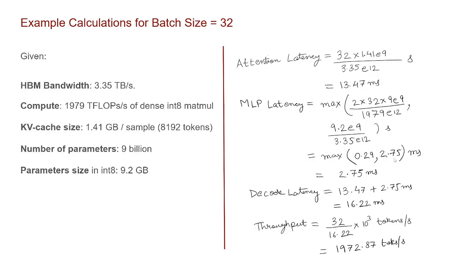And we see that for the linear operators, by MLP I really mean all the linear operators in the self-attention and MLP, they are still memory bound at this batch size. So the decode latency is basically the sum of this and this, which is around 16.22 milliseconds, and the throughput is basically batch size divided by latency, which is this number.